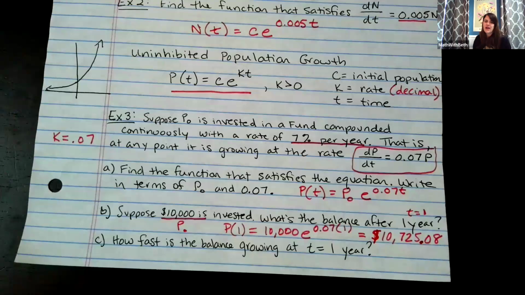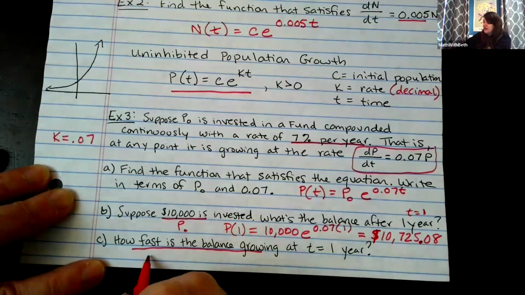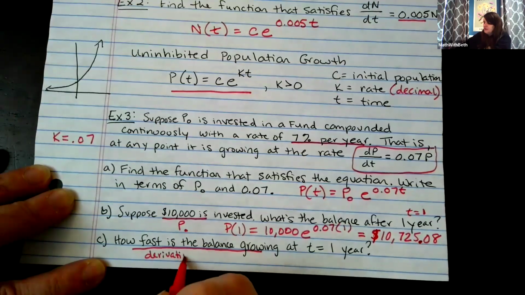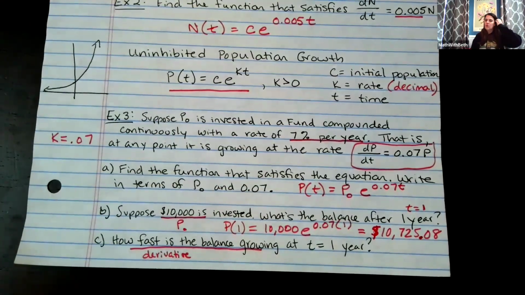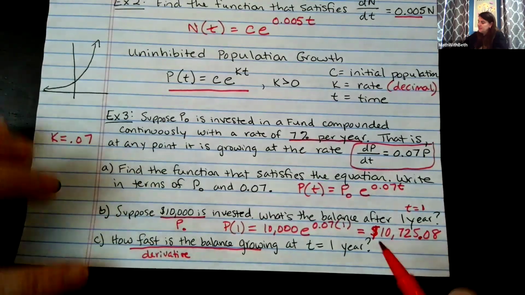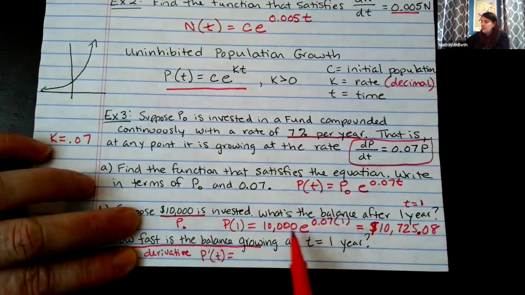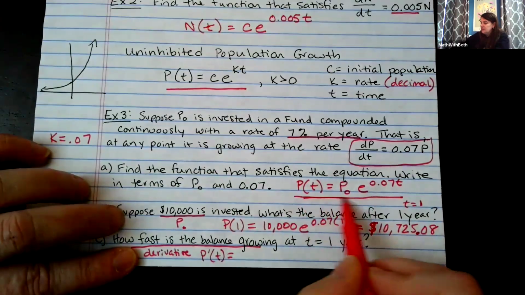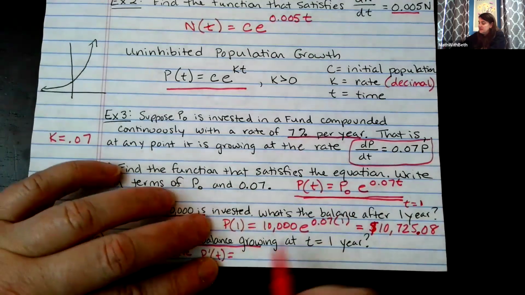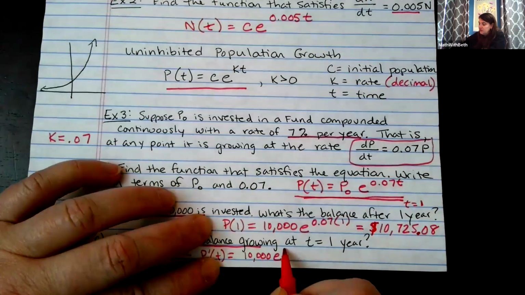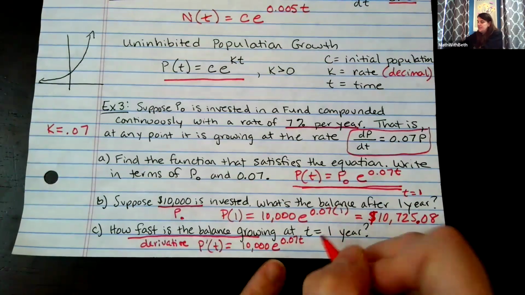C, how fast is the balance growing at t equals 1 year? How fast is it growing is your hint that we need the derivative. Because anytime you're dealing with how fast something is growing or decreasing or a rate, you need the derivative. So the derivative of this, remember, let's go back to the original equation. The derivative of this, knowing that this is 10,000, would be 10,000 e to the 0.07 t, but then we would have to also multiply by that 0.07.